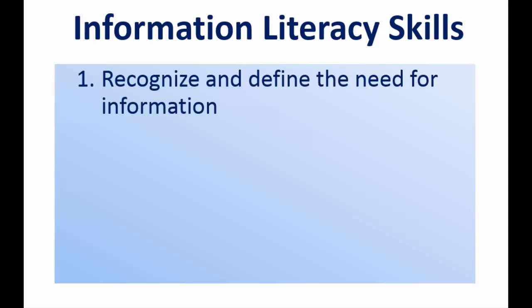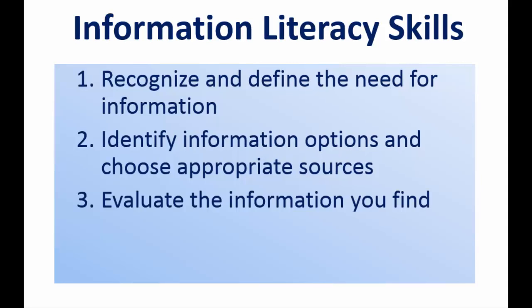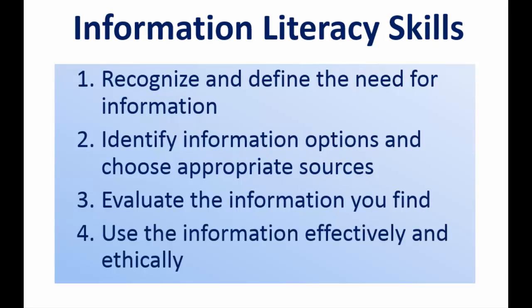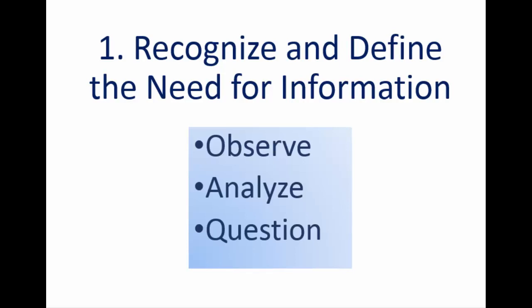Information literacy skills include the following: recognize and define the need for information, identify information options and choose appropriate sources, evaluate the information you find, and use information effectively and ethically. Recognize and define the need for information. There are 3 parts to this skill: observe, analyze, and question.